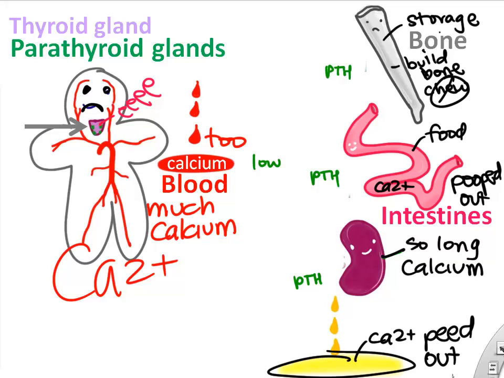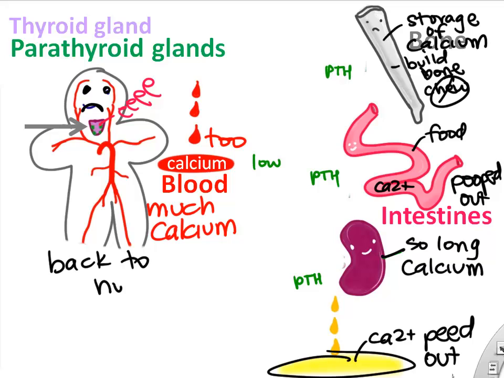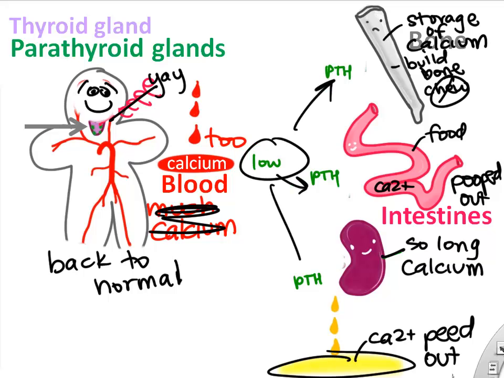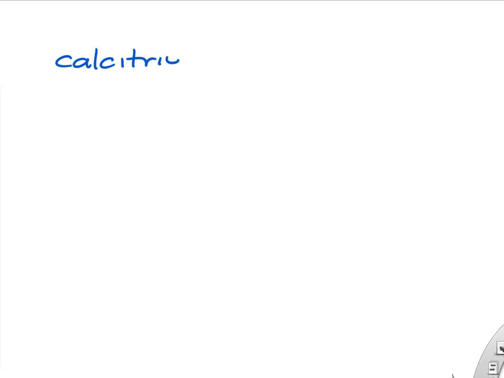And of course, the bones won't be chewing up and releasing as much stored calcium. Again, that will help reduce our calcium back down to normal. All of it involved just changes in PTH. All right, so that's how our body regulates calcium, mainly with PTH.